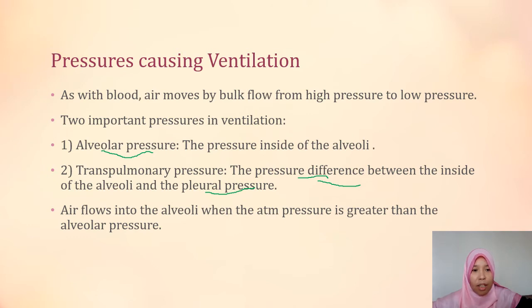And finally, here I've put that air flows into the alveoli when the atmospheric pressure is greater than the alveolar pressure. I put ATM here, which means atmospheric pressure. So whenever the pressure outside is higher than the pressure inside, you have air coming in. Again, gases move from a high concentration to a lower concentration, from higher pressure to lower pressure. So whenever the outside is greater, the air moves in, and if the inside is greater, the air inside the lung moves out. That's basically that.